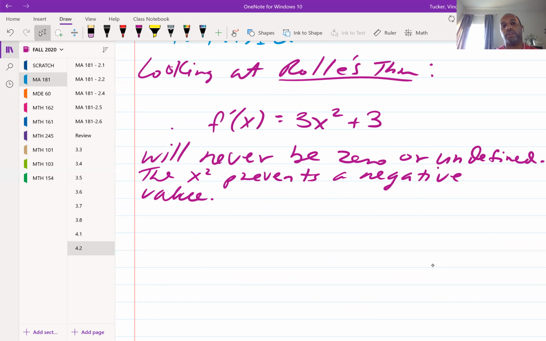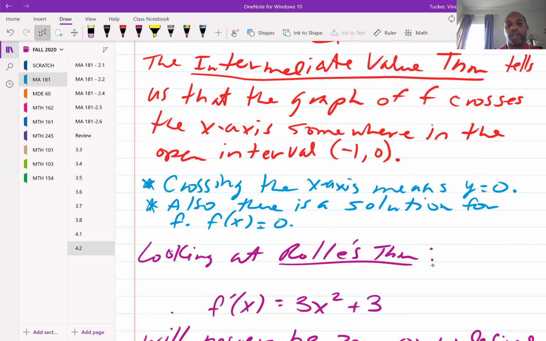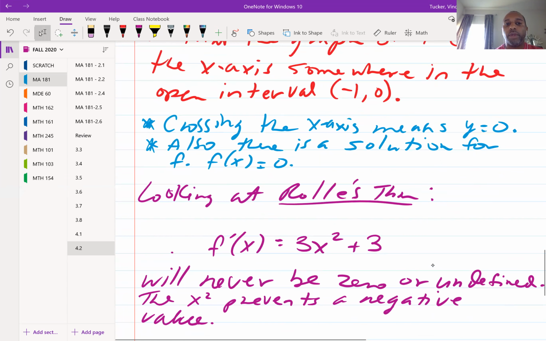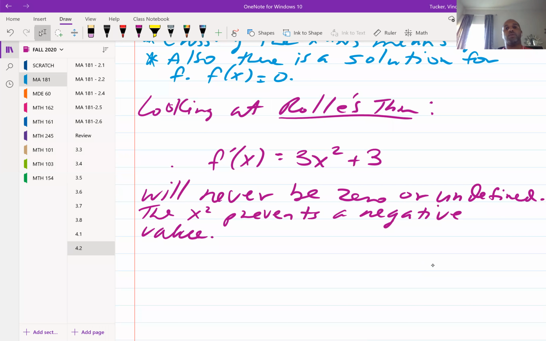So you're looking at both of those theorems. The intermediate value theorem lets us know we have at least that one solution. And here, Rolle's theorem doesn't give room for anything else to occur.